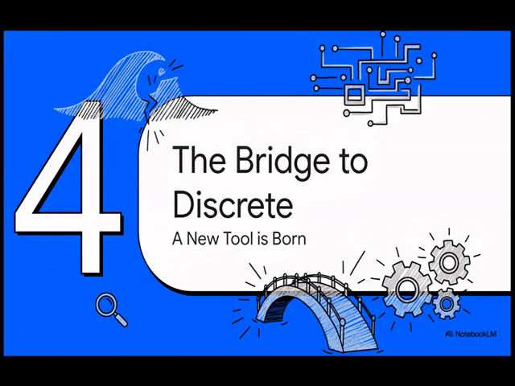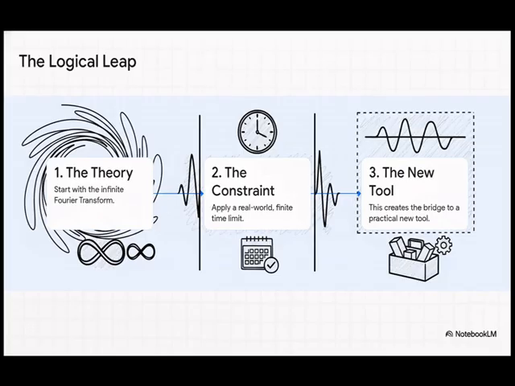And here it is. This is the big reveal. This whole thing isn't just some neat math trick or convenient little shortcut. No, this one insight that we can just look at a finite piece of the puzzle is actually the conceptual bridge to a whole new and incredibly powerful tool. So let's just walk through that logic one more time. You start with this powerful continuous theory, the Fourier transform. Then you apply a really simple real-world constraint. My signal isn't infinite. It only lasts for a certain amount of time. And taking that one practical step is what logically leads you to create its real-world counterpart.